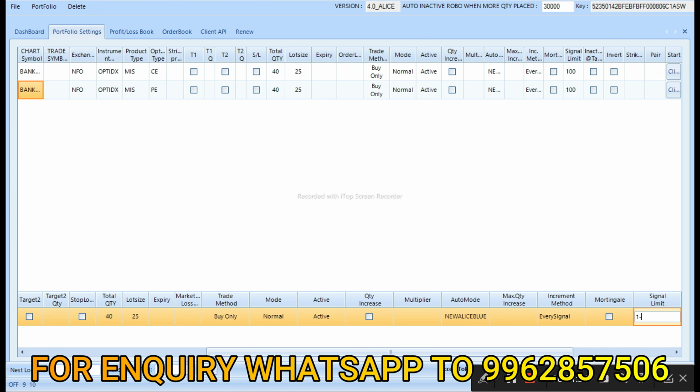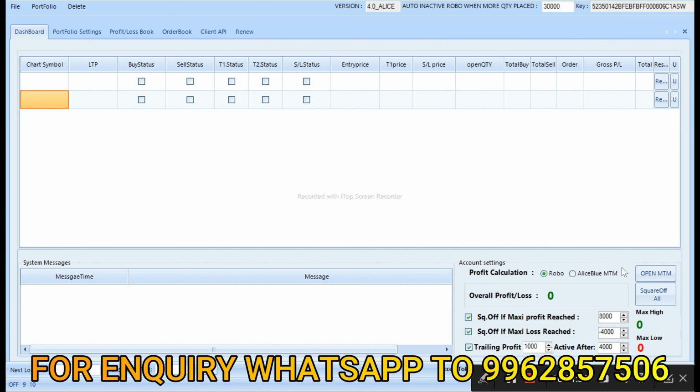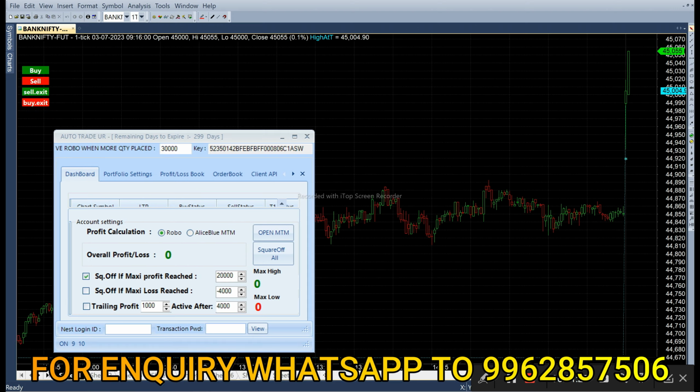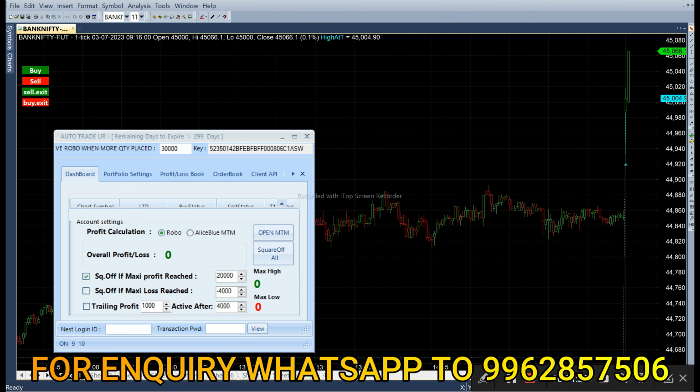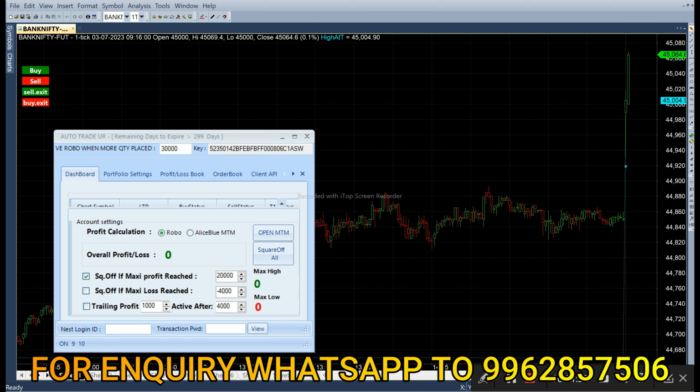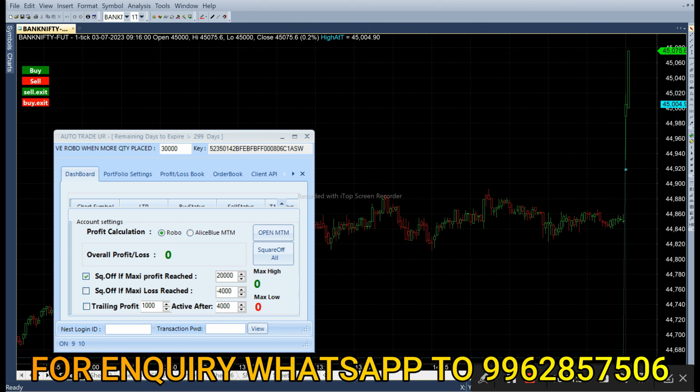Now let's set profit to 20,000 in dashboard. So market is started. This robo is working based on scalping. If you get the buy entry in future, the call option go for buy. If you get the sell entry in future, the put option go for buy. And most of the time we can finish our trade within 30 minutes. Let's see how long it takes today.